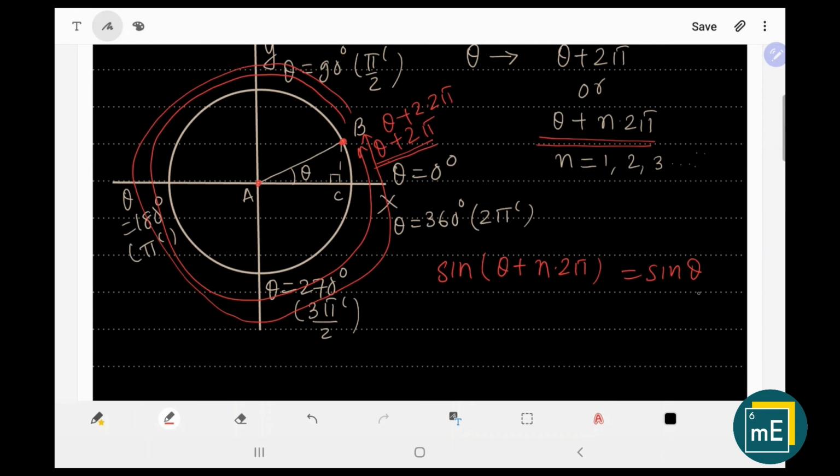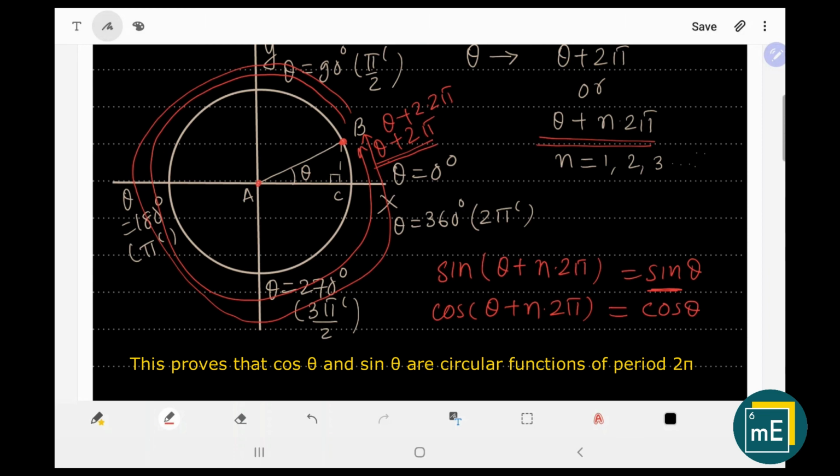That means the y coordinate in the new position is equal to the y coordinate in the original position. Similarly, we can say that cos of theta plus n times 2 pi, that means the x coordinate in the new position, is equal to cos theta, that is the x coordinate in the original position.